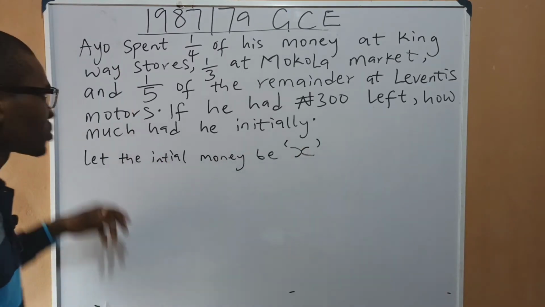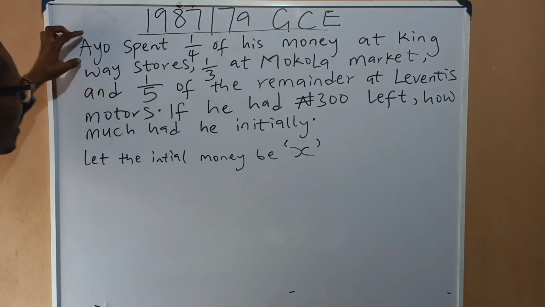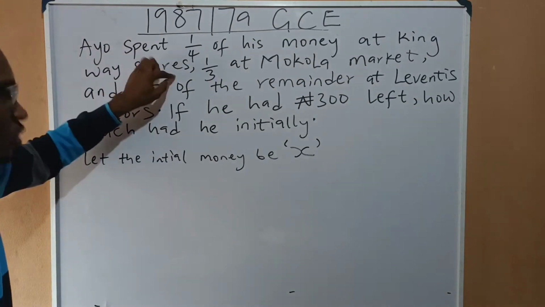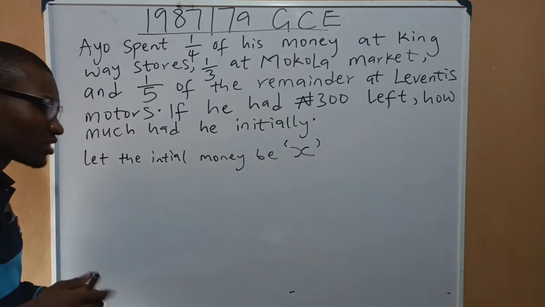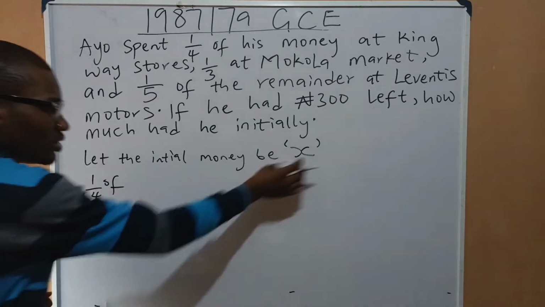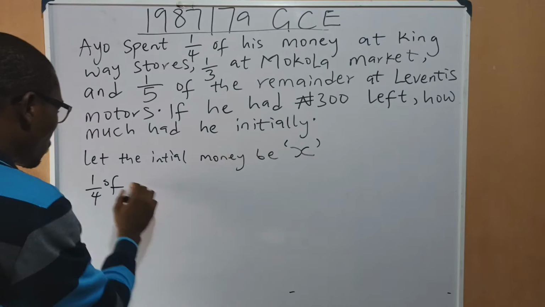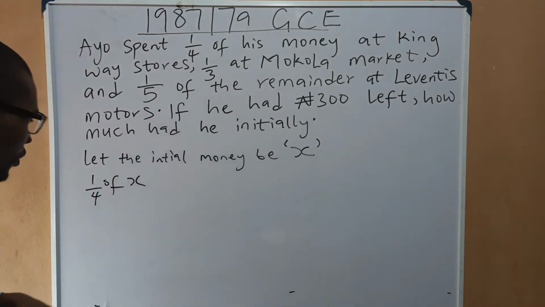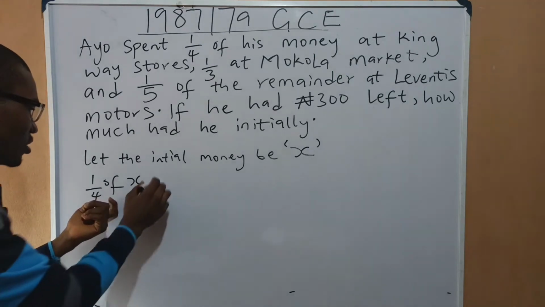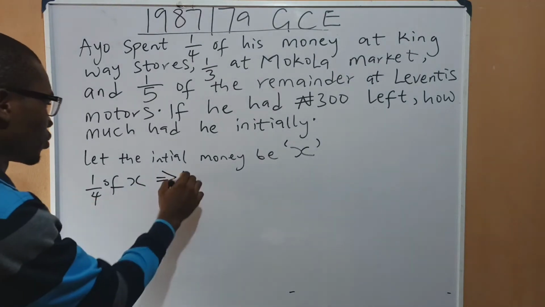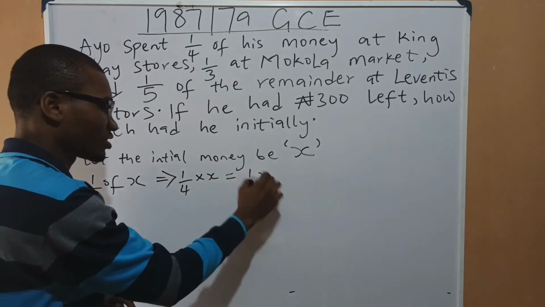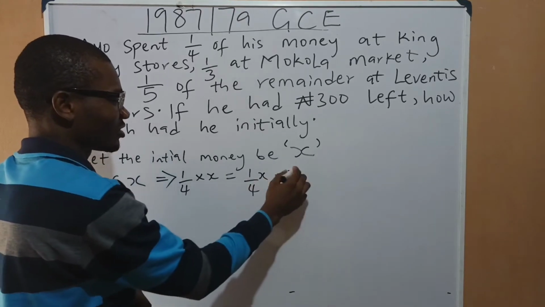Then interpreting the question from the first instance, Ayo spent 1/4 of his money at Kingway Stores. That means the first expense Ayo made was 1/4 of this given initial amount, which is x. And remember, whenever you see "of", you can convert it to multiplication, so this implies 1/4 multiplied by x, that is 1/4 x, which is x/4.